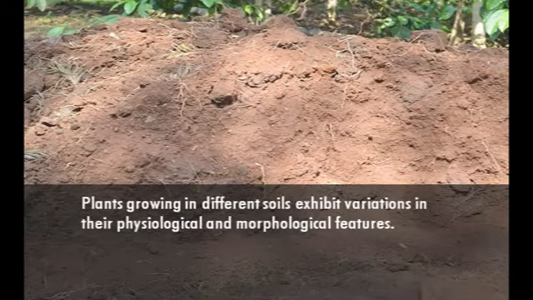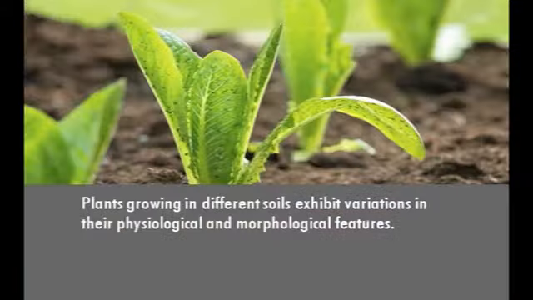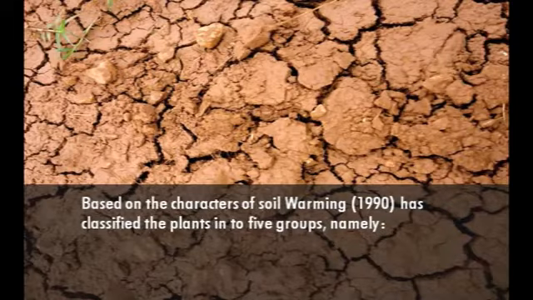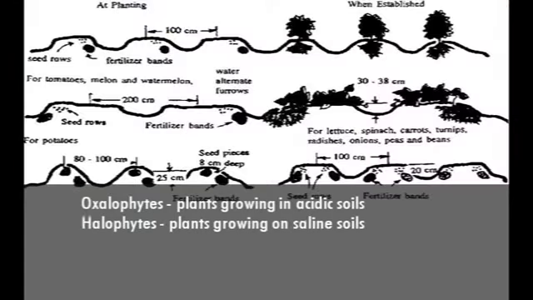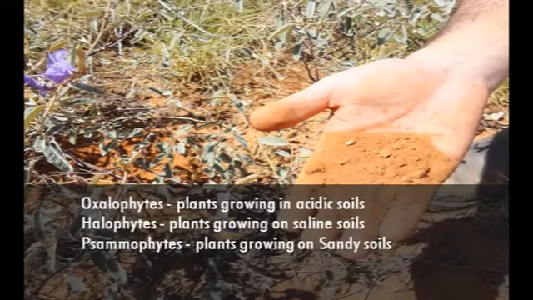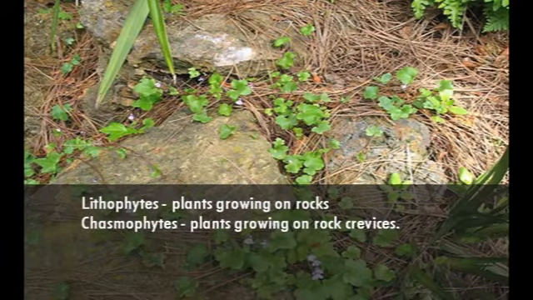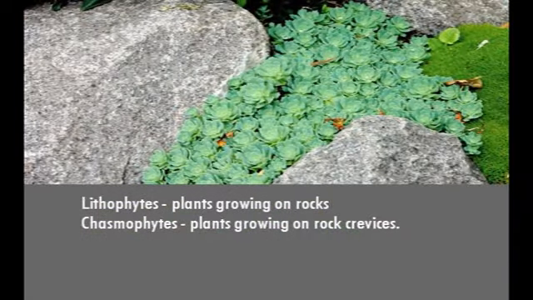Plants growing in different soils exhibit variations in their physiological and morphological features. Based on the characters of soil, Warming (1990) has classified the plants into 5 groups, namely oxalophytes, plants growing in acidic soils; halophytes, plants growing on saline soils; psammophytes, plants growing on sandy soils; lithophytes, plants growing on rocks; and chasmophytes, plants growing on rock crevices.